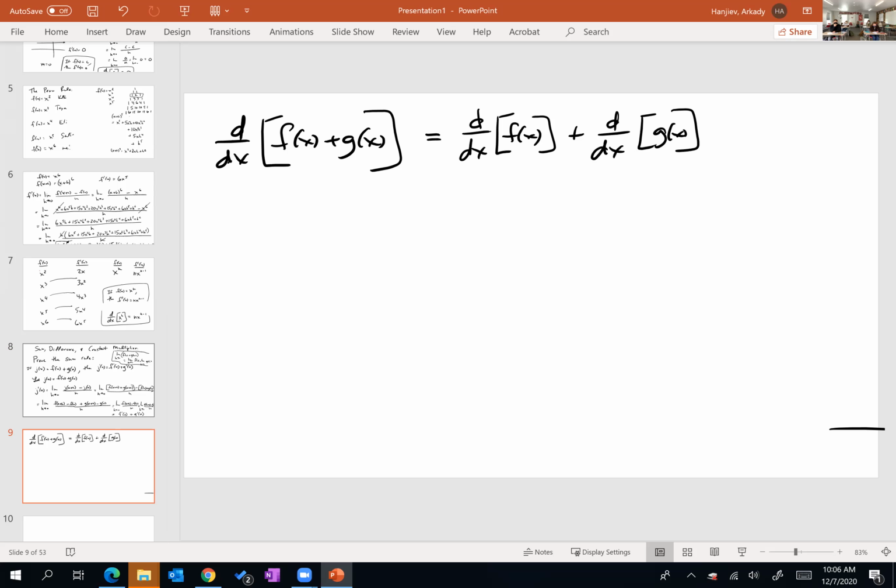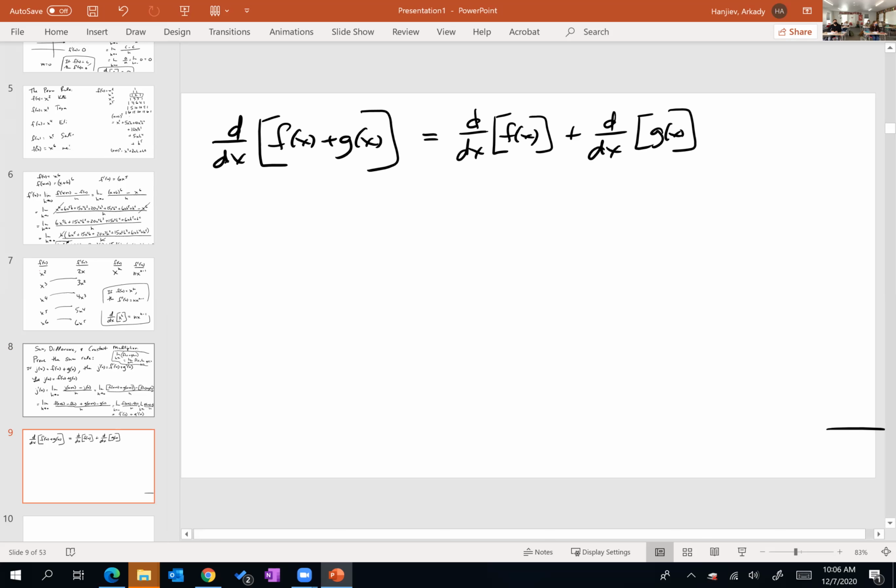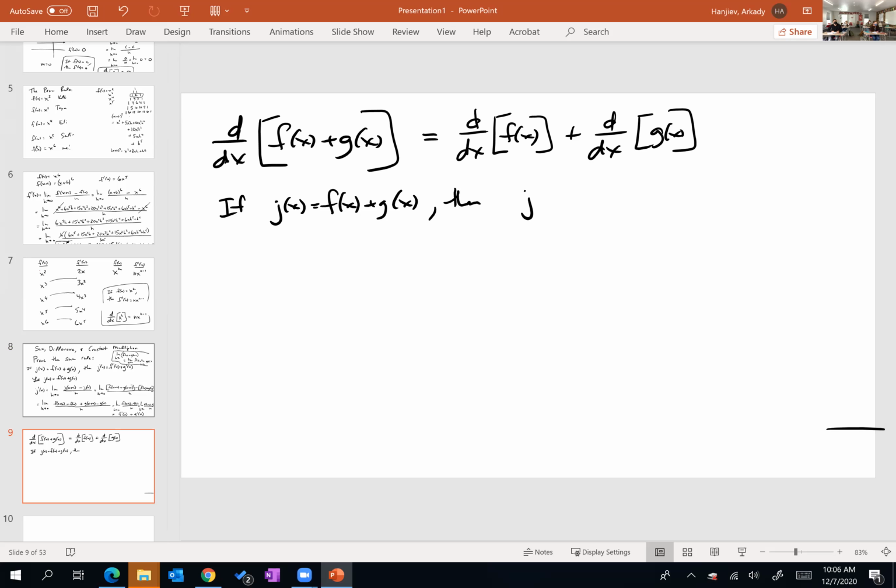That's just a different notation. That's one notation to do it. The other way, you designate j of x is equal to f of x plus g of x. Then the derivative of j of x is, and that's the other way of writing it. It's called function notation. Those two mean the exact same thing. They're both called the sum rule. It's the adding rule that we just did.